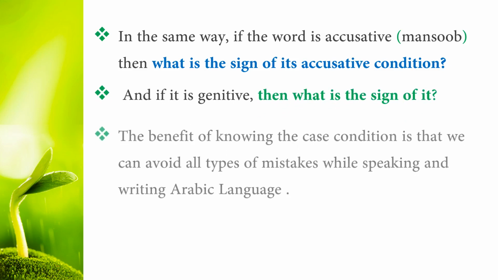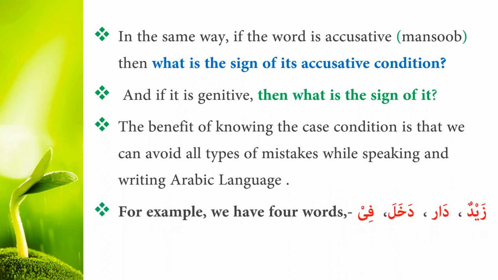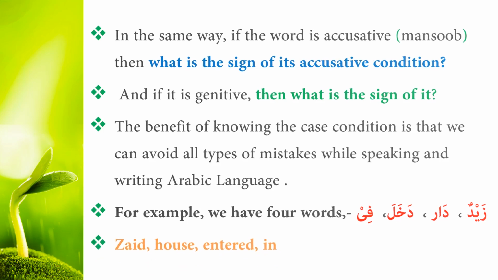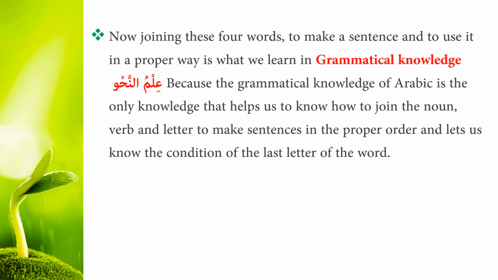The benefit of knowing the case condition is that we can avoid all types of mistakes while speaking and writing the Arabic language. For example, we have 4 words: Zaid, dar, dakhala, fi. Zaid, house, entered, in. Now, joining these 4 words to make a sentence and to use it in a proper way is what we learn in grammatical knowledge, ilmun nahw.